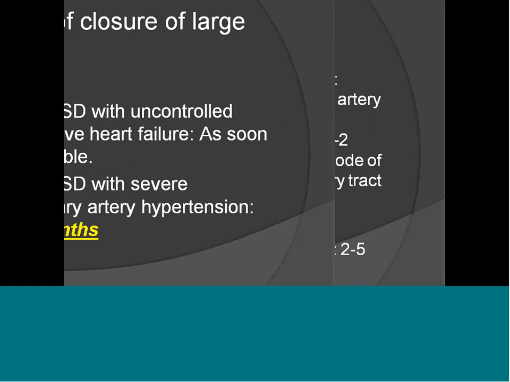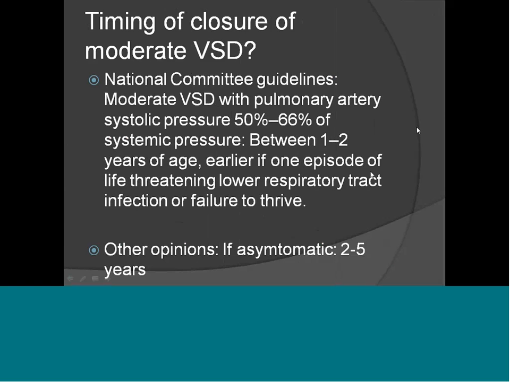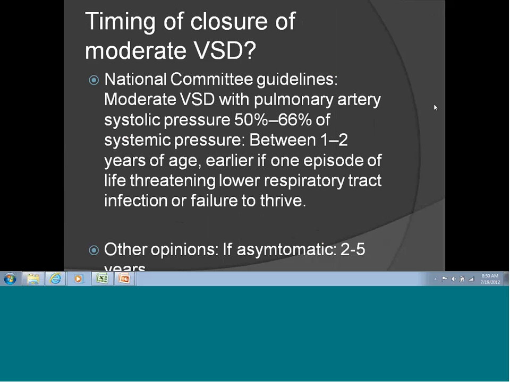That's right. So this I've taken from the National Committee guidelines. Basically, they have put between 1 to 2 years. Earlier, if there's an episode of life-threatening lower respiratory tract infection, or if there's failure to thrive. But other opinions, if they're asymptomatic, especially membranous or muscular VSDs, you can wait 2 to 5 years because there is a chance they can become smaller in the first few years of life. And as long as you bring the LV volume load back to normal by 4 to 5 years, you have no long-lasting issues with it.